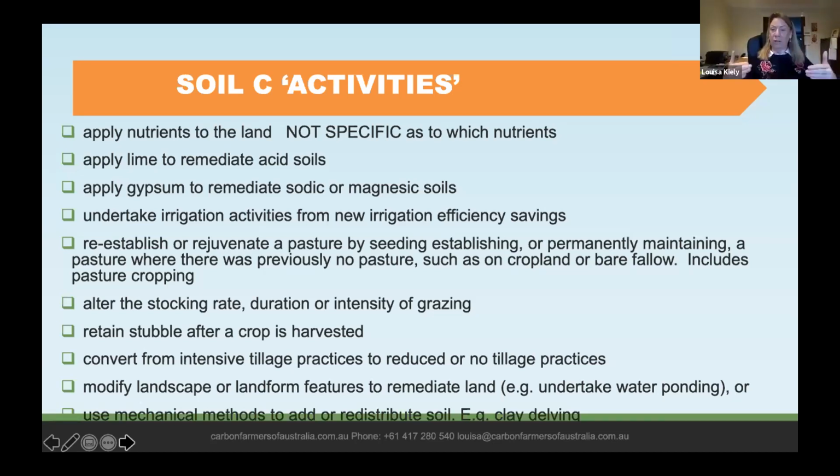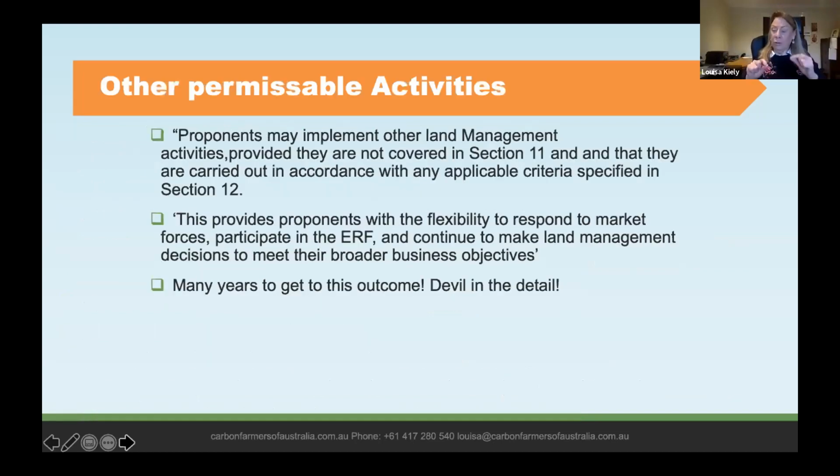And if my enterprise is mainly grazing, like the farmers that we might be speaking to this evening, then altering your grazing regime is a very good start. And then you go and look up other things that will increase your soil carbon, humic acid, all sorts of things. So that was just a list of some of those possibles, but then you may implement other land management activities, so long as they're not covered in section 11 and 12, and I'll show you what that is. And so they're providing you with as much flexibility as they can.